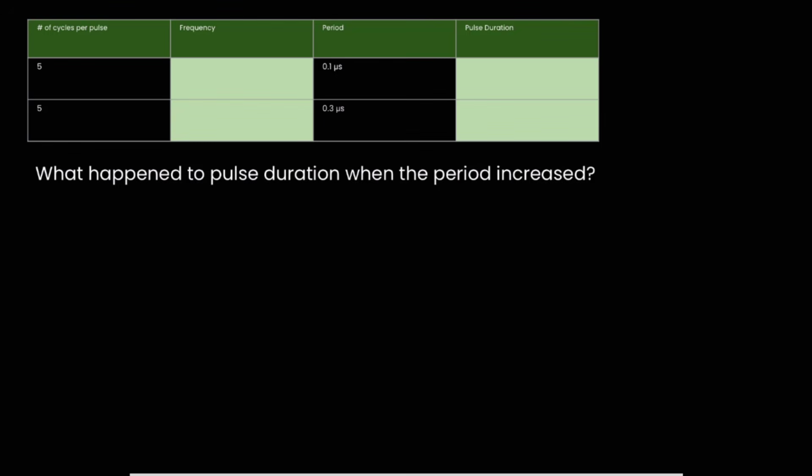The next chart tells us that both of the waves that we are going to be comparing both have 5 cycles per pulse. We need to calculate the frequency, we're given the periods, and then we need to calculate the pulse duration. Let's look at the top one. We're given 0.1 microseconds as our period. We know then that frequency has to be the reciprocal of that. So we're going to do 1 divided by 0.1. And 1 divided by 0.1 equals 10 megahertz. The frequency that complements 0.1 microseconds is 10 megahertz.